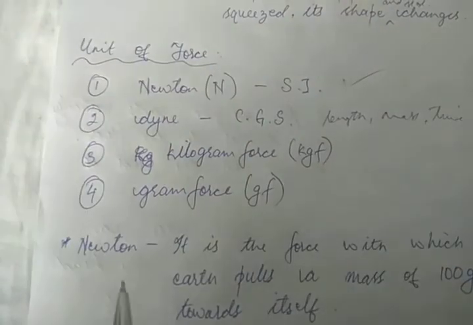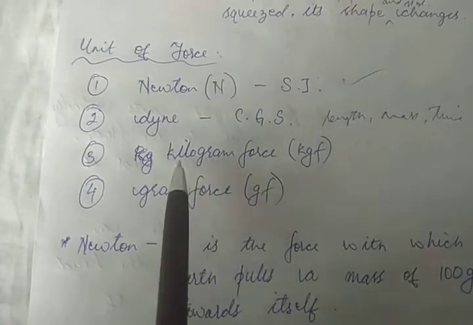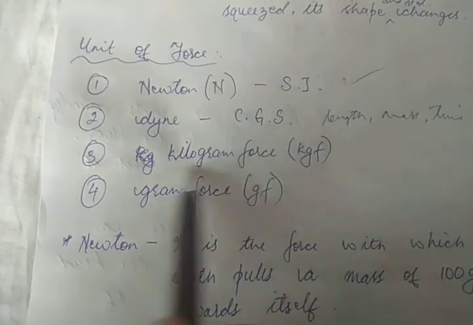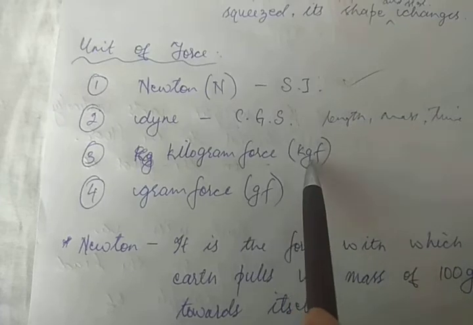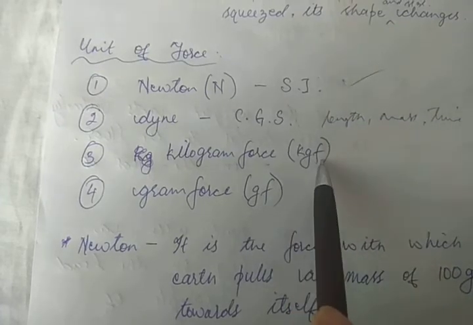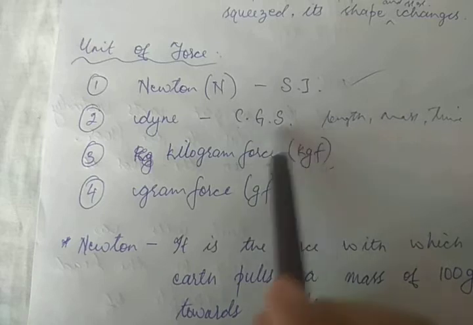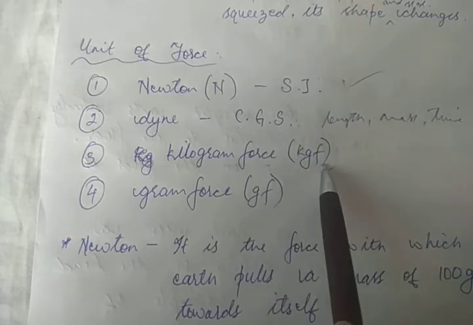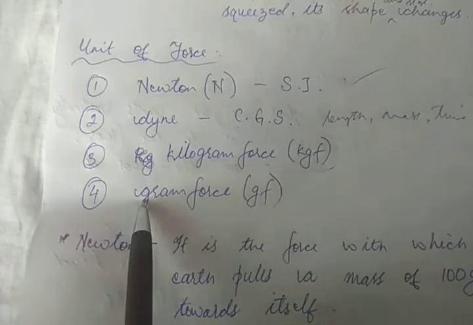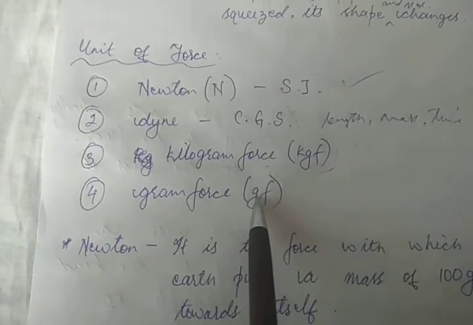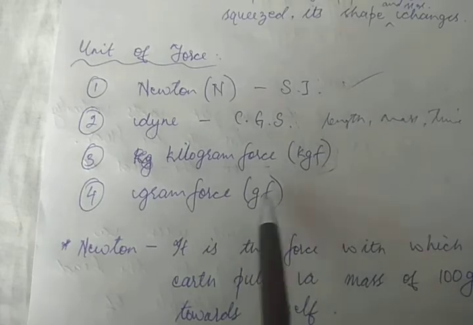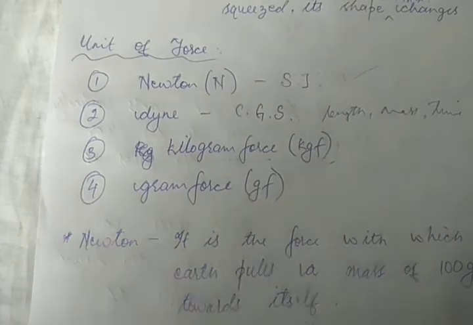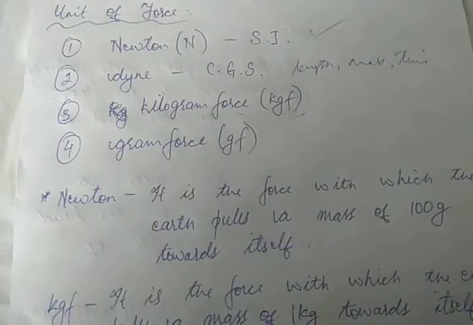Then, in addition to these two, we still have two more units. One is called kilogram force, denoted by a small k, small g, small f, kgf. So wherever you see this notation, this symbol, you have to understand it is kilogram force. Likewise, we have gram force. Gram force is g, small f. Wherever you see this, you have to understand it's gram force. Now, let us try defining some of these units.